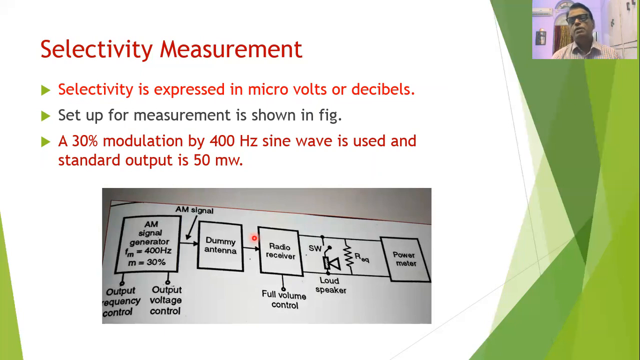Observe that the sensitivity and selectivity measurement setup is almost the same. Here we have an AM signal generator where the modulating signal frequency is 400 hertz and the percentage of modulation is 30%. This signal is applied through a dummy antenna to the radio receiver, and at the output we connect the power meter to measure the output power. The frequency can be varied, and we will see how much input is to be applied in order to get a standard output power.